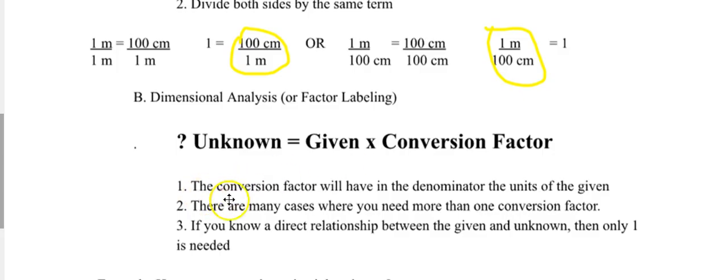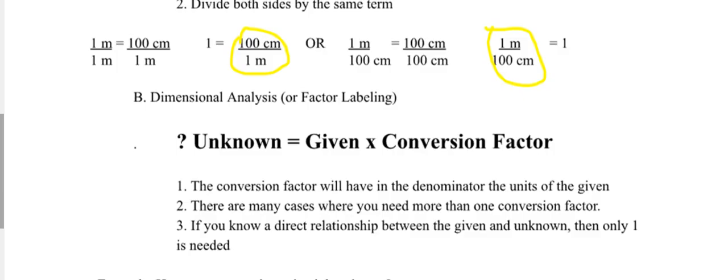Ready? The conversion factor, this term right here, will have in the denominator, that's in the bottom, the units of the given. Why? So they factor or they cancel each other out. There are many cases where you need more than one conversion factor, so you can keep going until it works out where your top numerator is what you're looking for. If you know the direct relationship between the given and the unknown, then only one step is needed. So how do we do this?